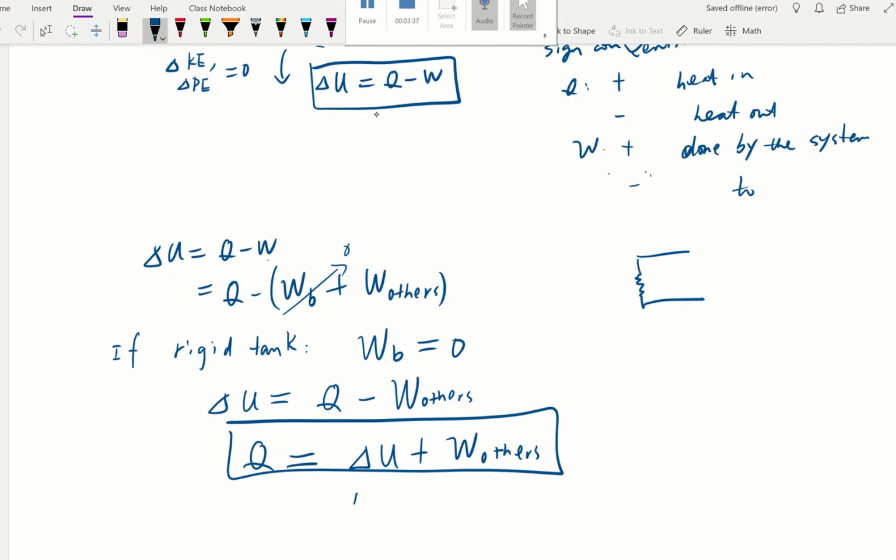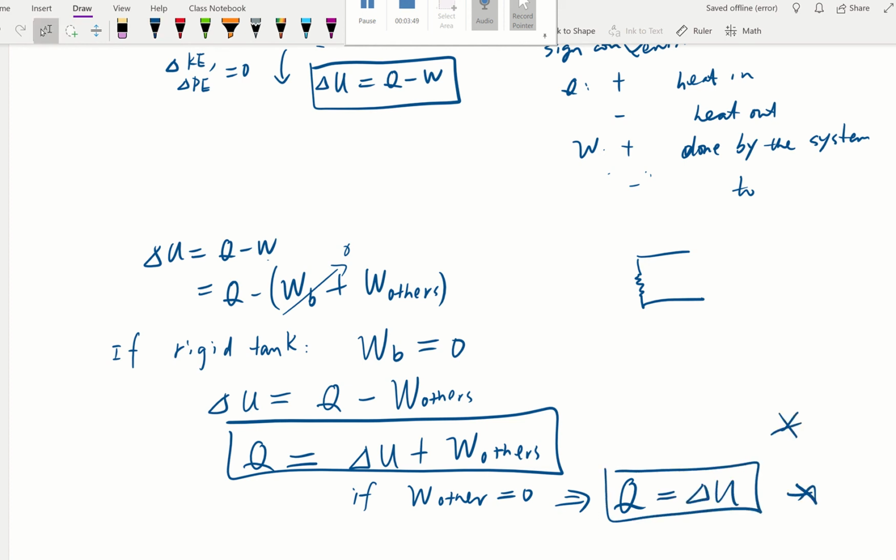Okay, so that is the equation. And if other work is 0, meaning there's no other type of work, then the heat transfer Q is just equal to delta U. Those two equations are very important for a rigid tank.